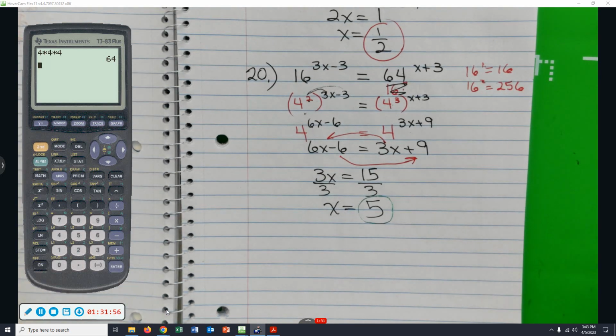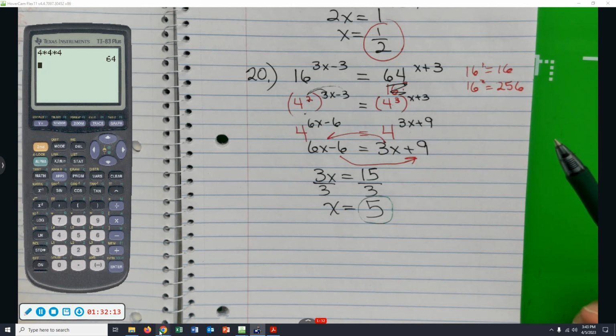Any questions? Again, they're rigged to work out like this. If you're thinking, wait a minute, if that 16 were 15, how would we do it? You cannot. It requires logarithms. You've got to be able to get a common base.